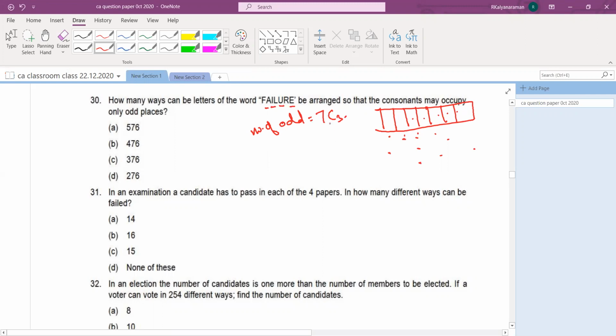Now you have 3 consonants, and they can come there in any order. So 4P3. I hope you understood. In the remaining 4 places, you have the vowels. How many vowels are there? 4, sorry, correct. So you have 4 places and 4 vowels, so again they can be arranged in 4P3 ways.